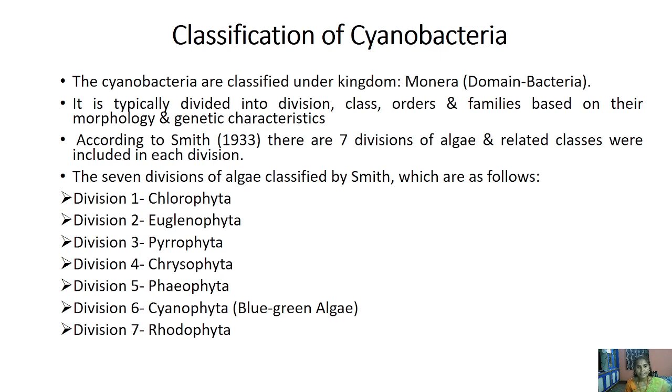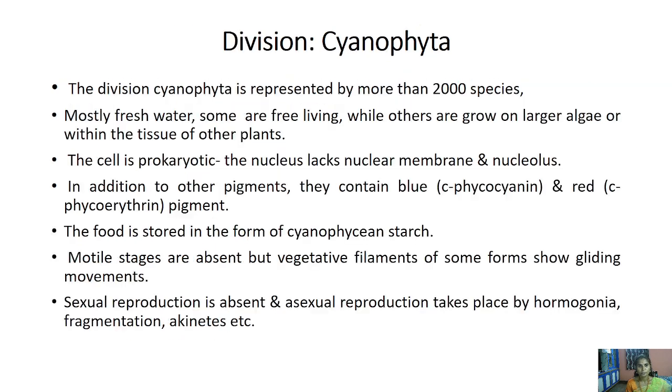Smith, in the year 1933, proposed a classification of algae where he divided all algae into seven divisions. He placed all algae under seven divisions, mainly based on the characteristic color of the thallus. So, according to him, all blue-green algae are classified under division Cyanophyta. So, let us study the division Cyanophyta. The organisms which exhibit the following characters are placed under division Cyanophyta.